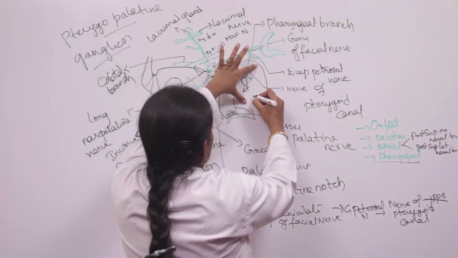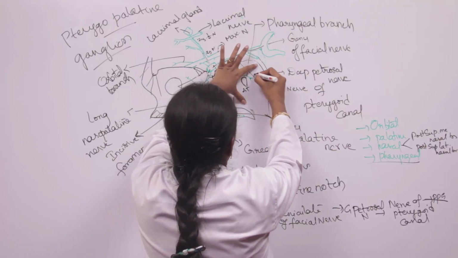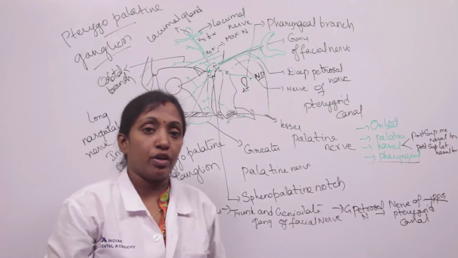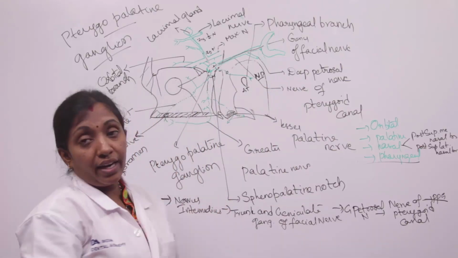So this is the pharynx, right? The nasopharynx, the mucous membrane of the pharynx behind the opening of the auditory tube. So that's about the pterygopalatine ganglion.